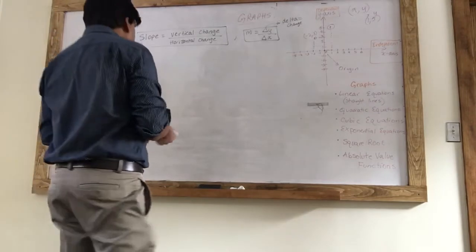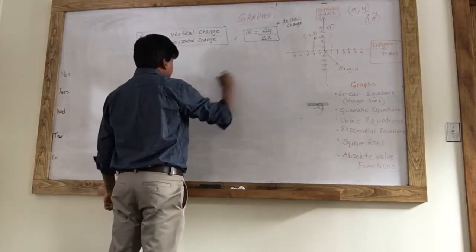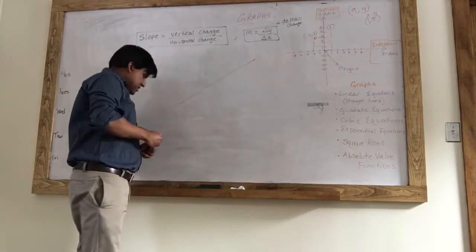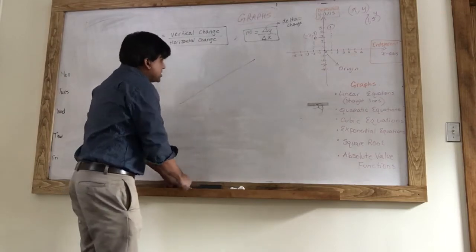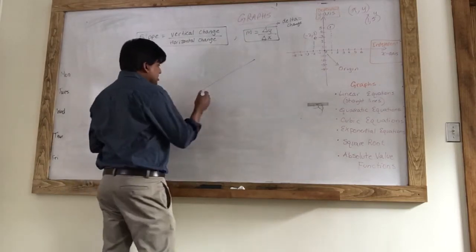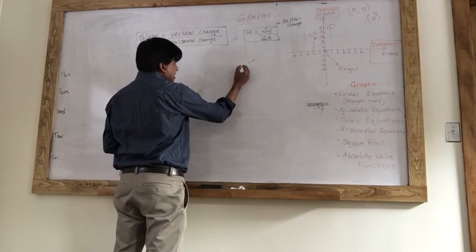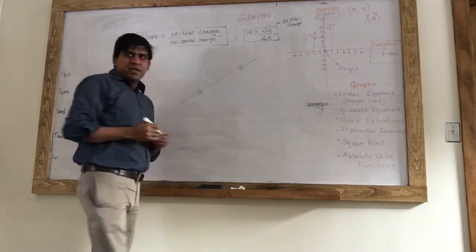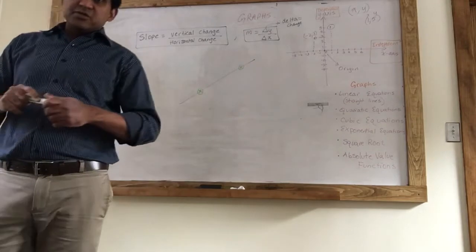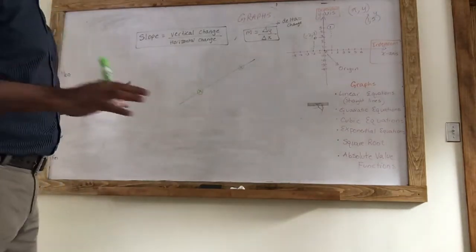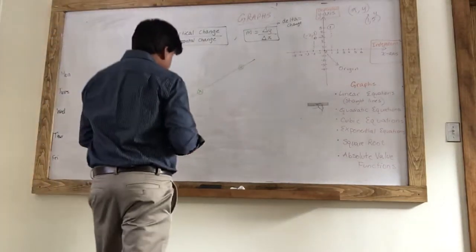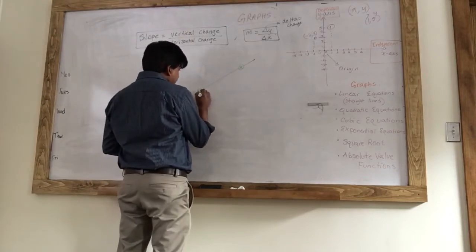So, how do we find a slope? If we have a line like this, we can take any two random points on this line, as long as they're on the line. Let's say I'm taking this point and this point. These are arbitrary, so it's up to you. You can choose these.